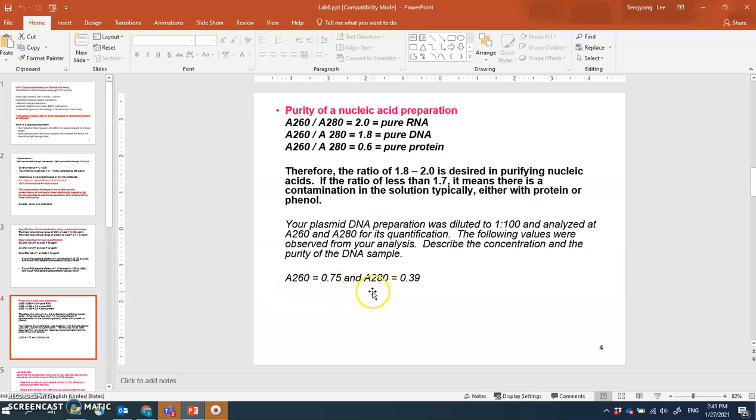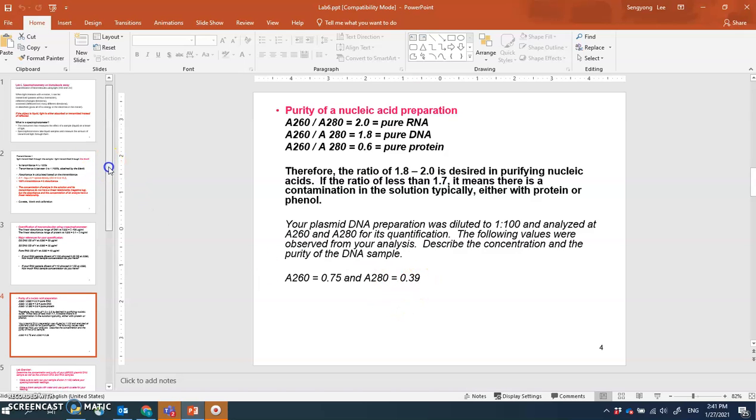And then what about the OD 260 over 280? 0.75 divided by 0.39. What do you get? If you do it quickly, 0.75 divided by 0.39, it's about 1.92, which is higher than 1.8. So it's not a pure DNA, close to 2 OD, so it's probably a mixture of DNA and RNA, right?